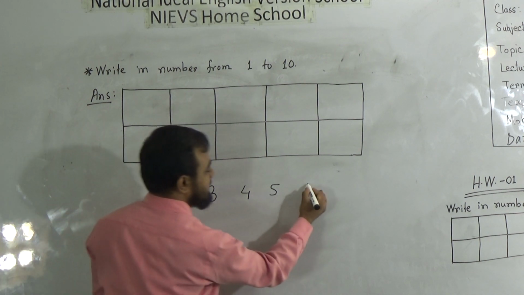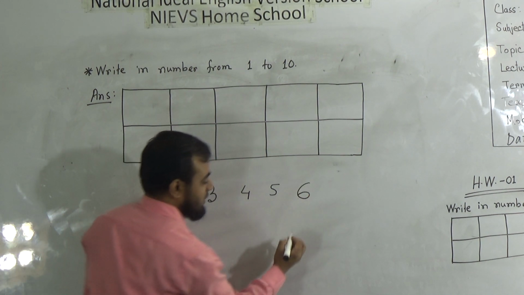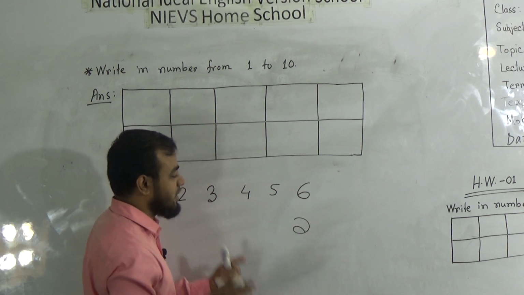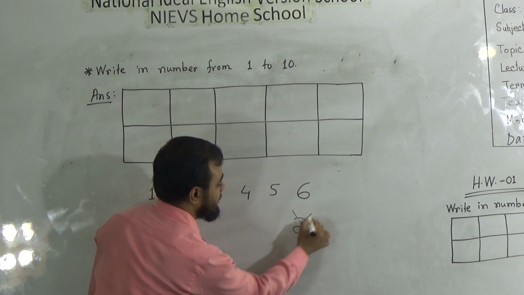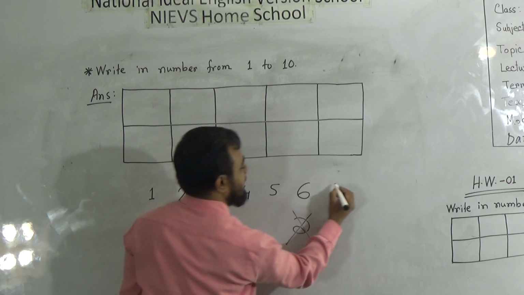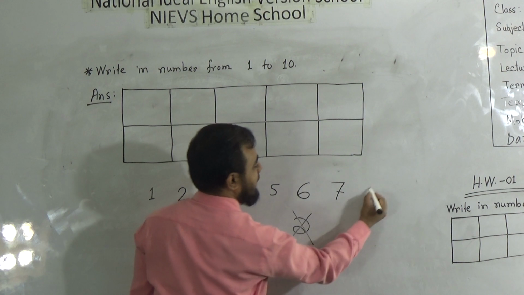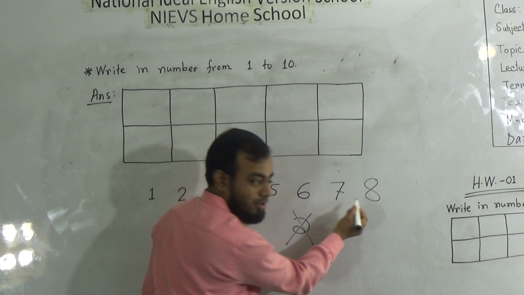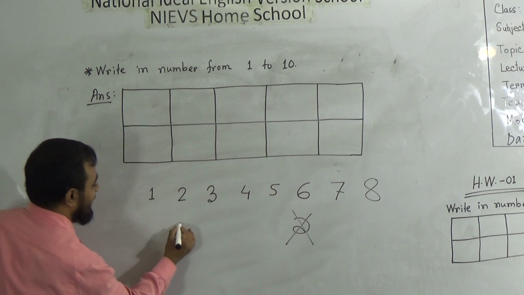Then 6, 6 is like this way, my dear students. 6 is not like this way. This is the wrong process. You did the mistake several times. So this is the wrong process. This is our number 6. Then 7 is this way. Then 8 is like this one, a 0 on top of a 0. It's called 8. Now 9 is like this way.